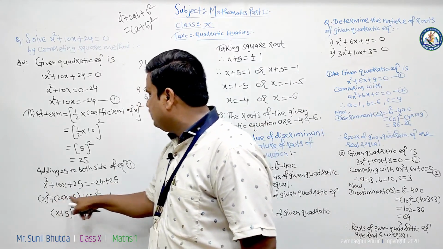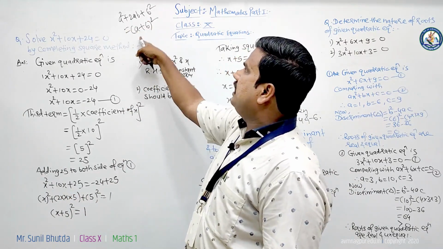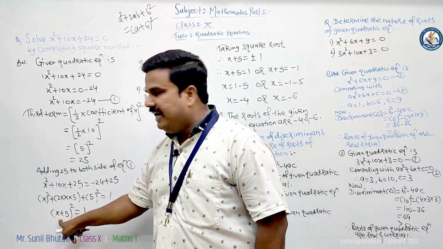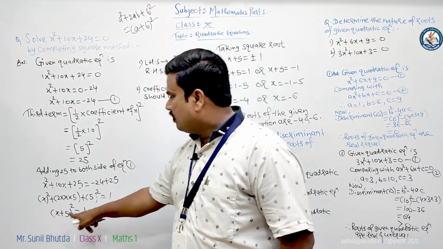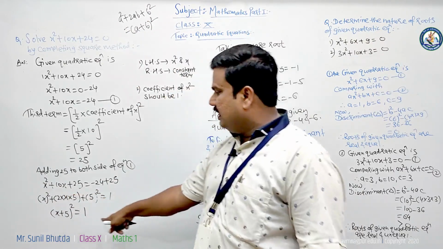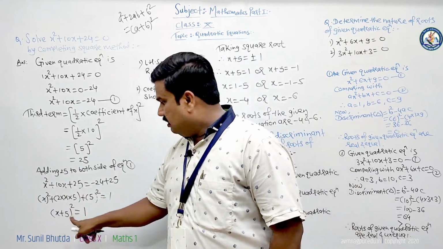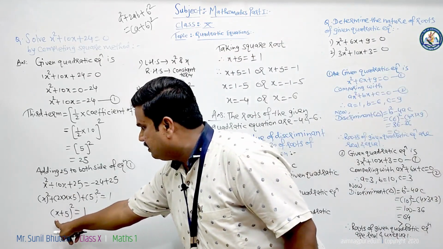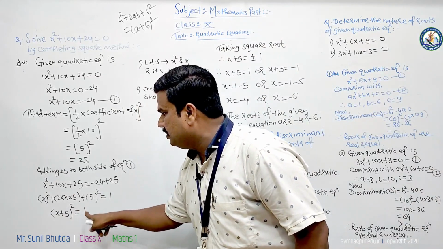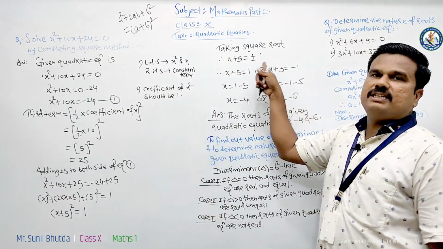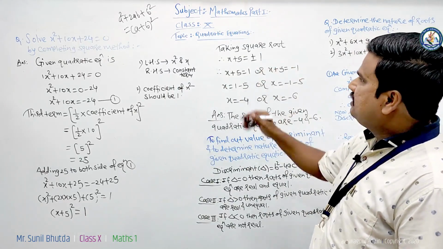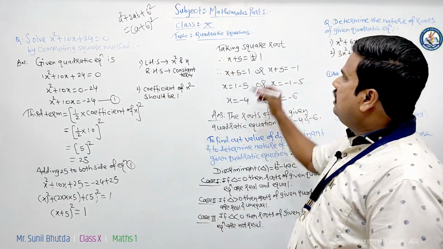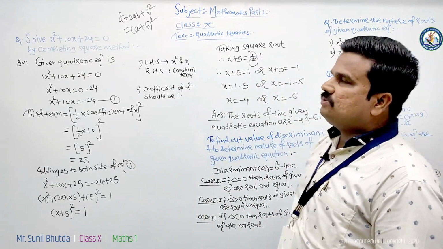And write the formula for this one. Formula for this one is what? A plus b the whole square. What is a in our problem? A is what? X. X plus what is b? 5. X plus 5 the whole square equal to 1. Now taking square root, what I will get? X plus 5 equal to square root of 1. Square root of 1 is what? Plus minus 1. Therefore, x plus 5 equal to plus 1 or x plus 5 equal to minus 1.